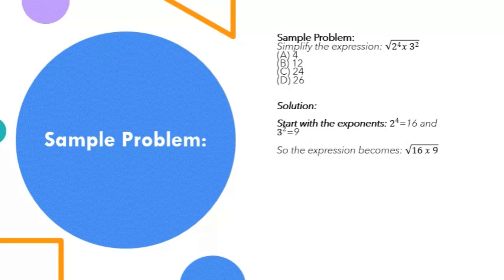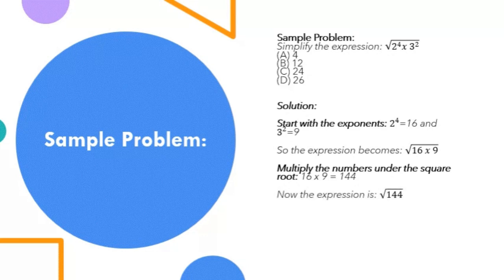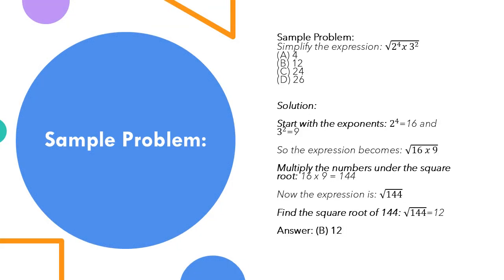Next, let's multiply 16 and 9 together. 16 times 9 equals 144. Now our expression is simply the square root of 144. Finally, let's find the square root of 144. Since 12 times 12 equals 144, we know that the square root of 144 is 12. So our final answer is 12. The correct choice is option B, 12. A quick tip, the ACT often includes negative exponents in answer choices to trick you, so be careful. If you see a negative exponent, rewrite it as a fraction before simplifying.